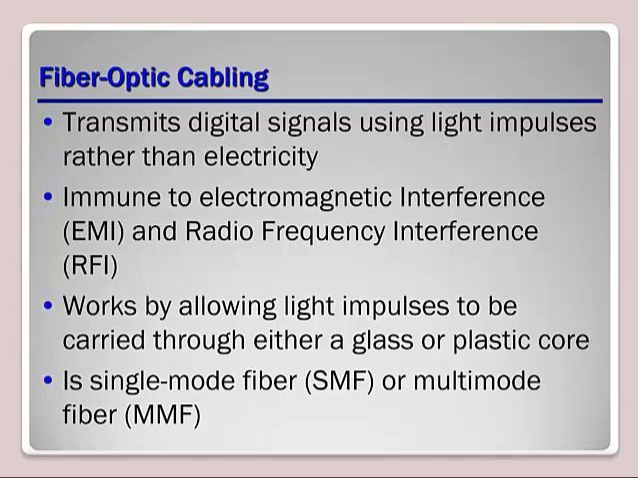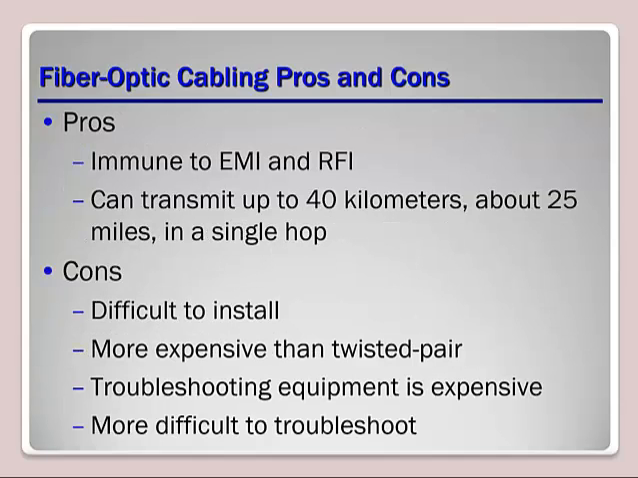It comes as single mode fiber or multi-mode fiber. Okay, so those are the types of fiber. So the pros: they're immune to EMI and RFI, and they can transmit up to 40 kilometers, about 25 miles, on a single hop. One run can go 40 kilometers. That's pretty sweet. But the cons are it's difficult to install. It's more expensive than twisted pair. The troubleshooting equipment is expensive, and it's more difficult to troubleshoot.